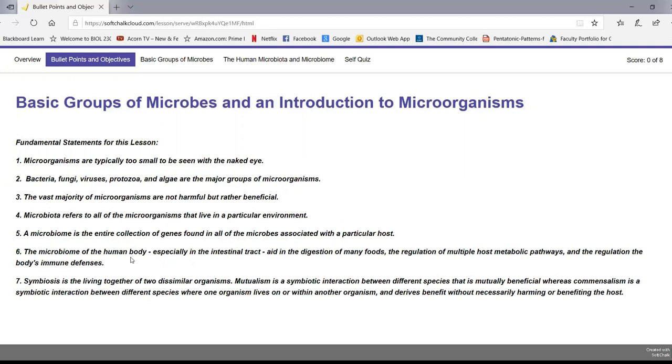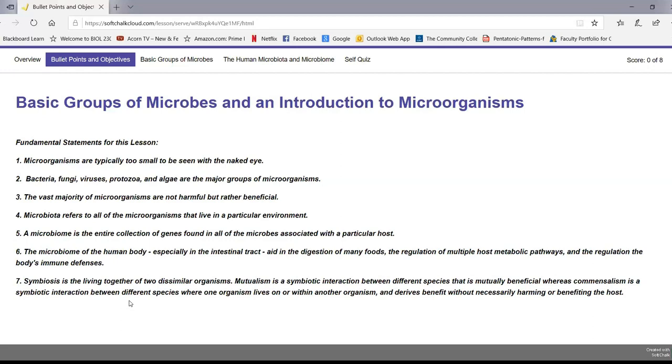We're going to be looking in some detail at the microbiome of the human body, especially that of the gastrointestinal tract. The microbiome plays critical roles in digestion of many foods. They regulate many of our own metabolic pathways, as we'll see, and they play an important role in regulating our body's immune defenses. And then a few definitions we'll need to be familiar with.